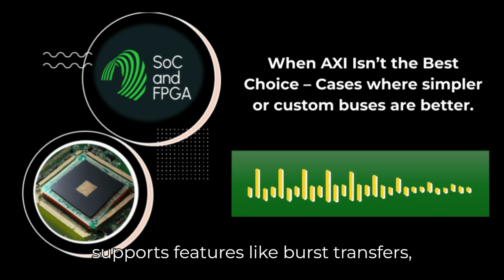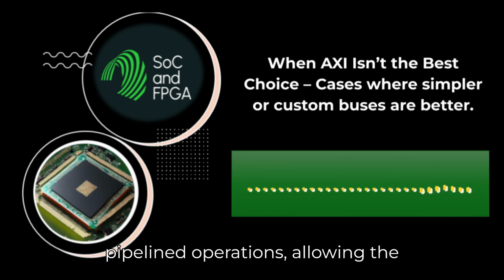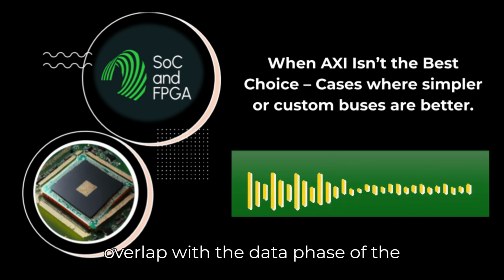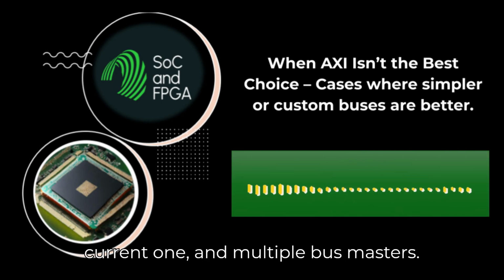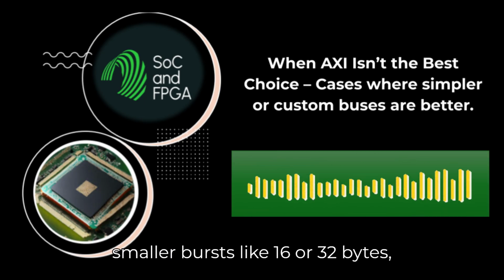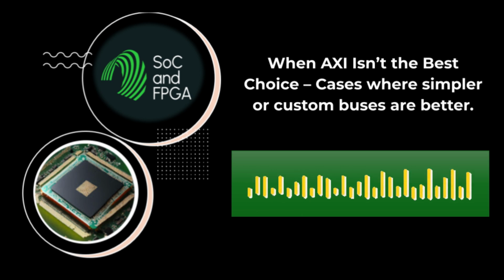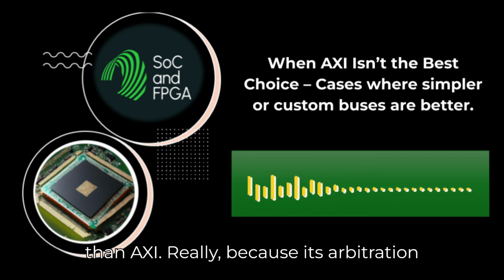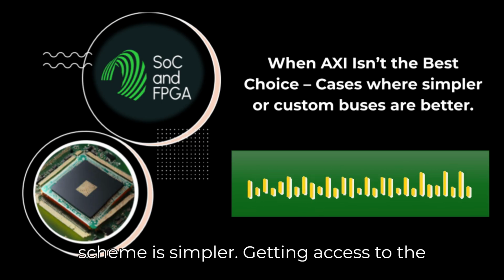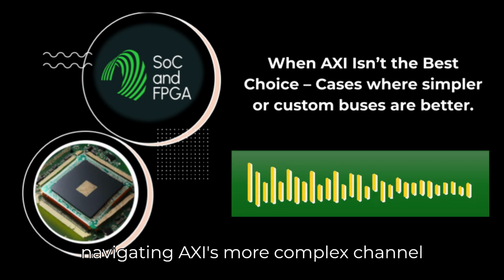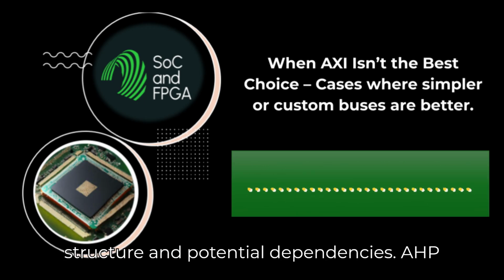Exactly. It supports features like burst transfers, pipelined operations, allowing the address phase of the next transfer to overlap with the data phase of the current one, and multiple bus masters. What's fascinating here is that for certain types of traffic, particularly smaller bursts like 16 or 32 bytes, AHB can actually achieve lower latency than AXI. Really? Because its arbitration scheme is simpler, getting access to the bus takes less time compared to navigating AXI's more complex channel structure and potential dependencies.